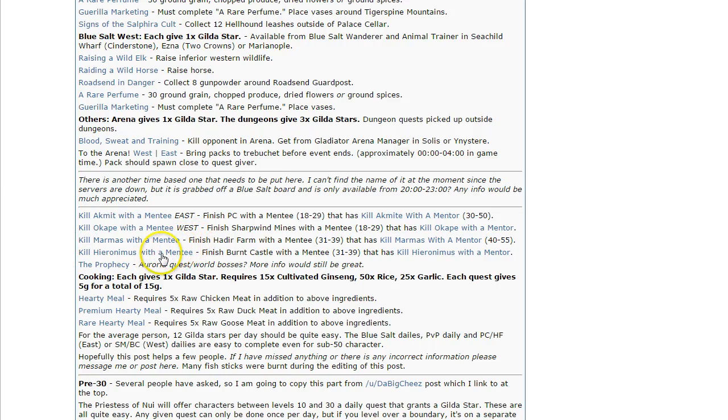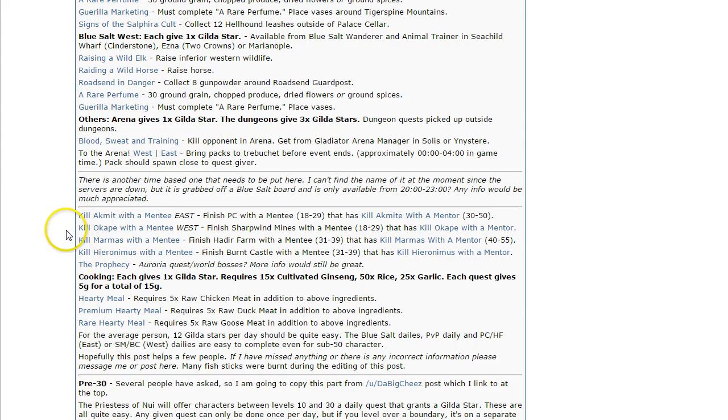Then there is a little bit harder, more complex one, which is the Hardened Farm instance. Same thing, you need to run the instance with a mentee of 31 to 39. You have to be level 40 to 55 to do this. And then there is also another one at the Burnt Castle. Same thing, you have to run with a mentee, 31 to 39, and then you have to kill the final boss there. Again, you have to be over level 40 to have this quest. I'm not sure if you can do both the Hardened Farm and the Burnt Castle at the same time. It doesn't say East or West on here. I personally have not done the Burnt Castle, so I don't know if you get that daily or if it's only West specific and the Hardened Farm is East specific. It doesn't say here, so I would assume you could probably do both of them.